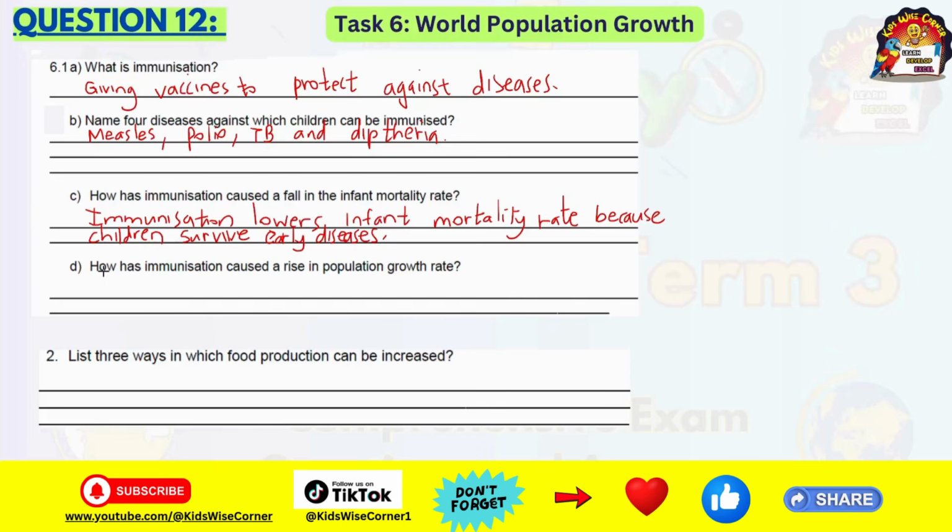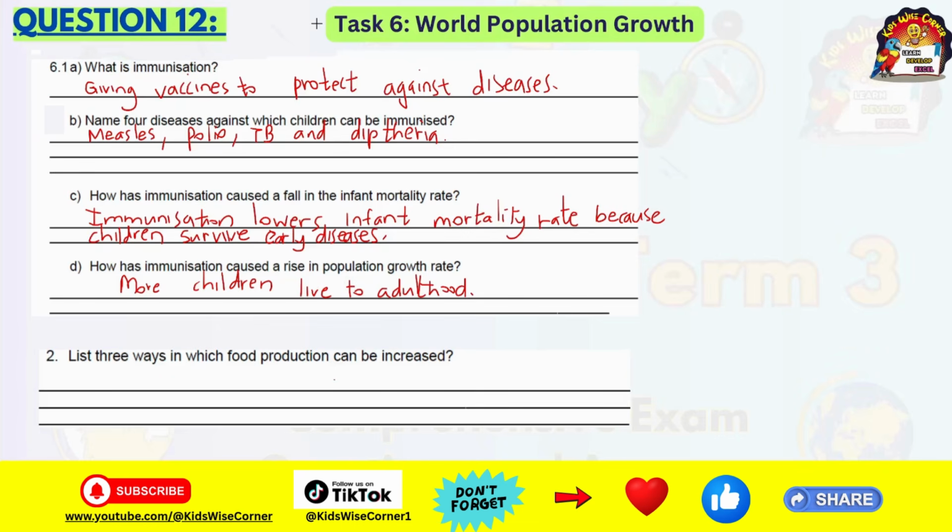How has immunization caused a rise in population growth rate? It's because more children live to adulthood. So more children live to adulthood from being immunized.